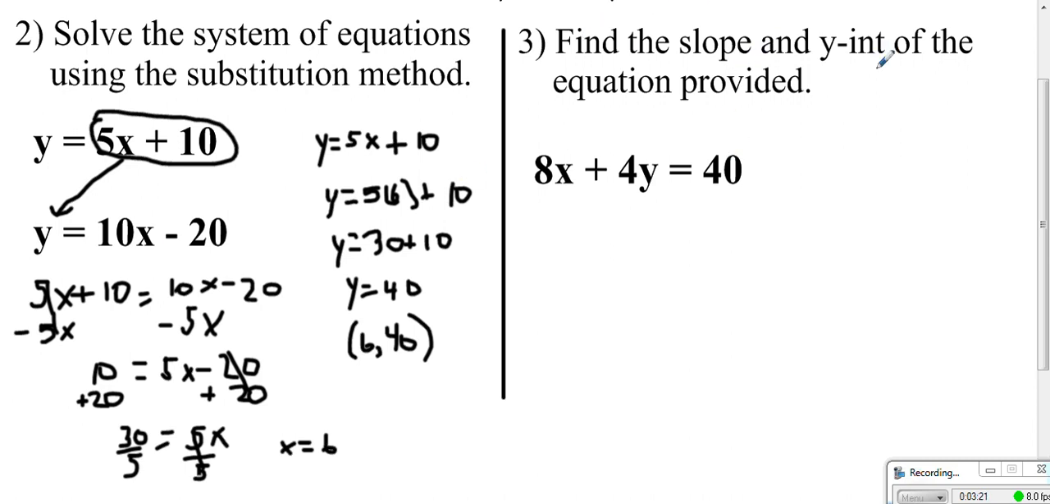Number 3 says find the slope and the y-intercept of the equation provided. To do that, you have to have this in the format of y equals mx plus b. So you have to solve for y. Subtract 8x on both sides. Bring down the 4y. Always write the x first, so that's a negative 8x. And this is a positive 40.